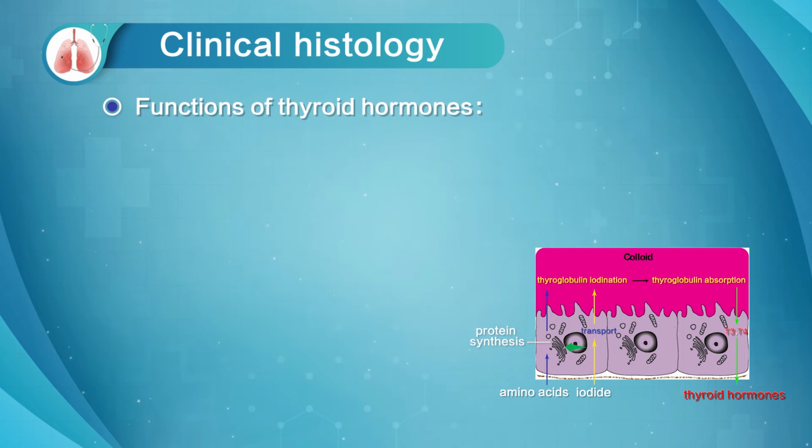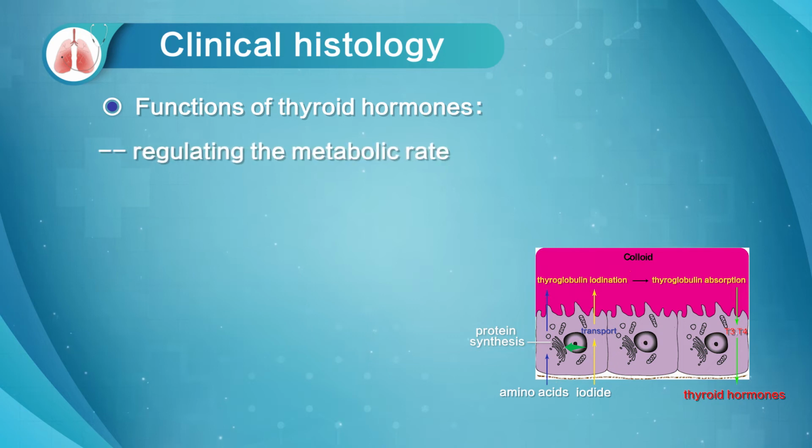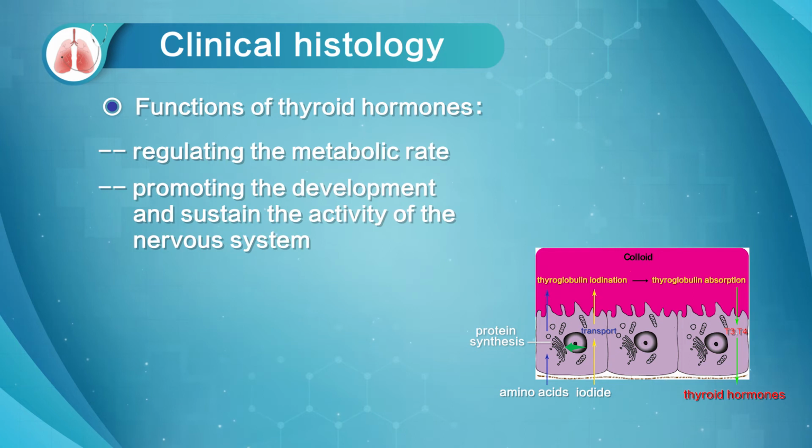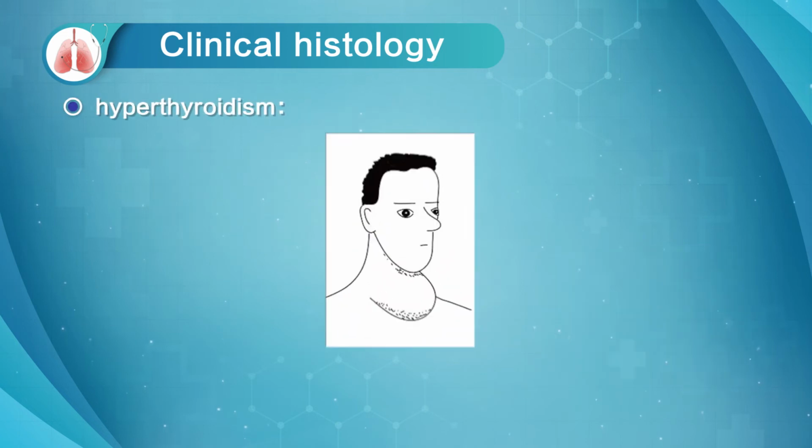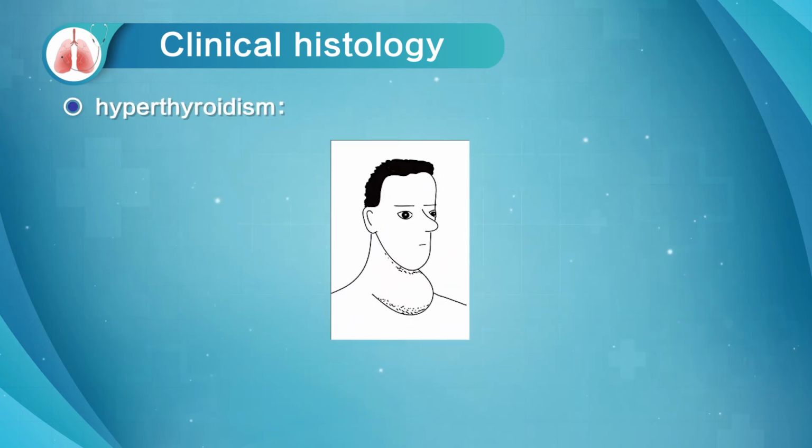The functions of T3 and T4 mainly include two aspects. One is regulation of the metabolic rate, another is promoting growth and sustaining the activity of the nervous system. Because of these two functions, hyperthyroidism will cause a series of clinical symptoms.